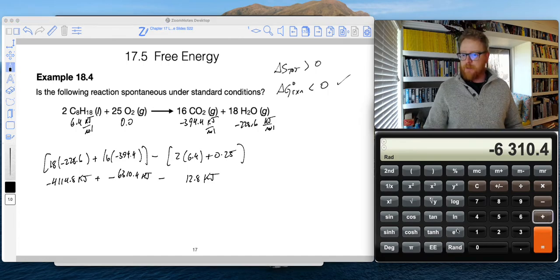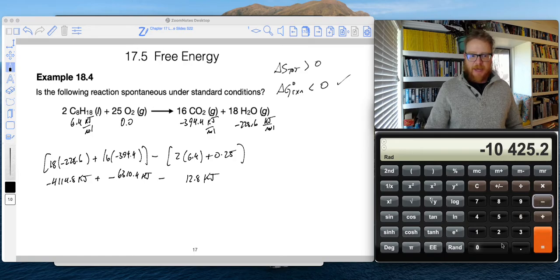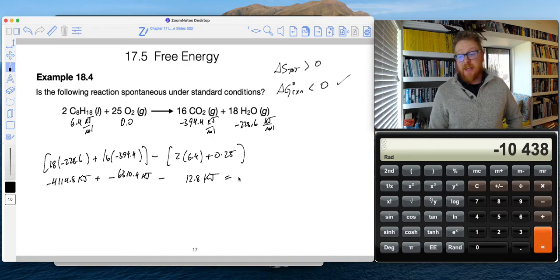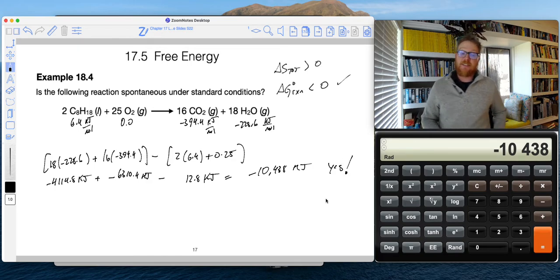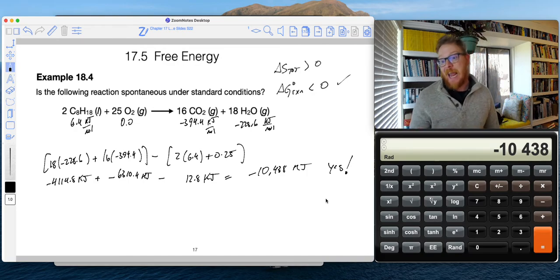So I'll say plus negative 4114.8, and that equals negative 10,425.2. And then I will say minus 12.8. So this is a huge negative number. So this is negative 10,438 kilojoules. So definitely, yes, this is spontaneous because the delta G was negative.